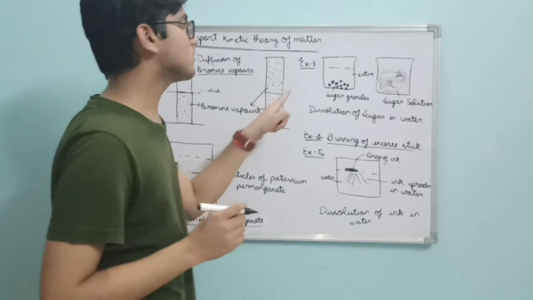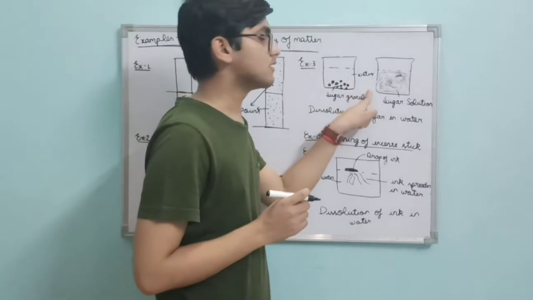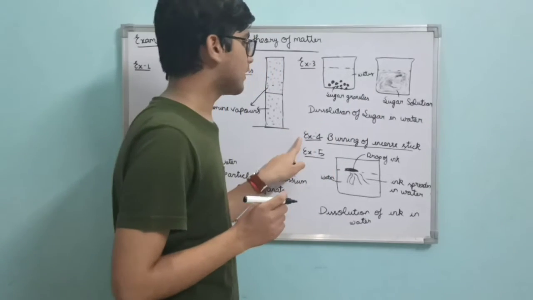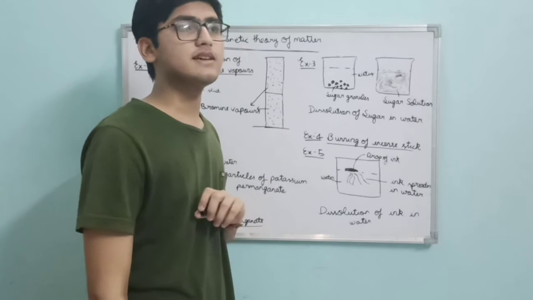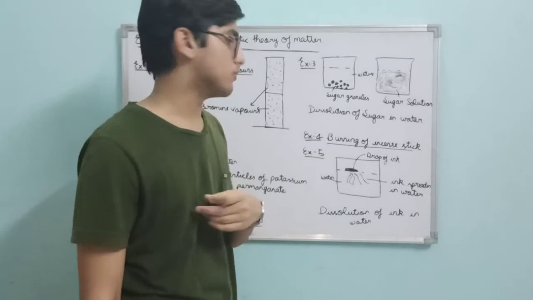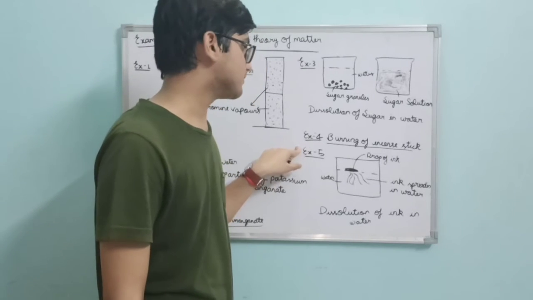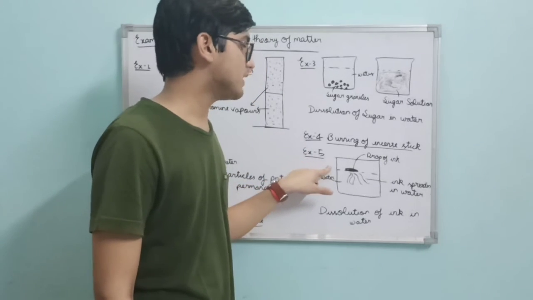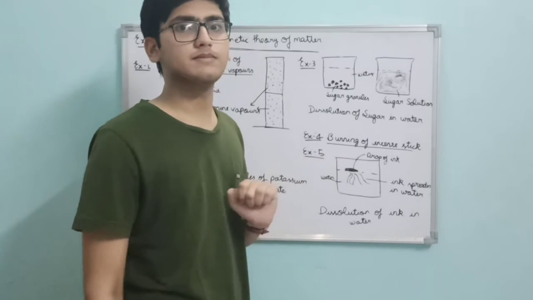Similarly, when we put sugar granules in water and give it a stir, we get a sugar solution. Example number 4, burning of an incense stick. When we burn an incense stick, we can smell it in the whole room. Example number 5 is dissolution of ink in water. When you put a drop of ink in water, it completely dissolves. It changes the color of water.